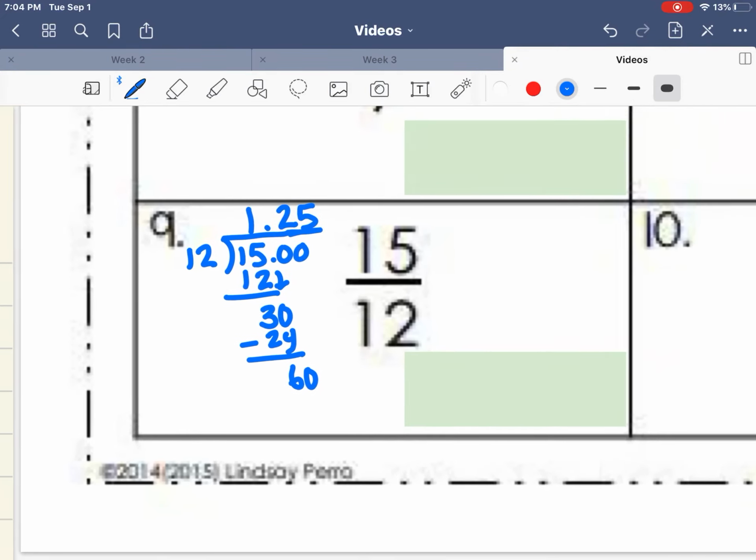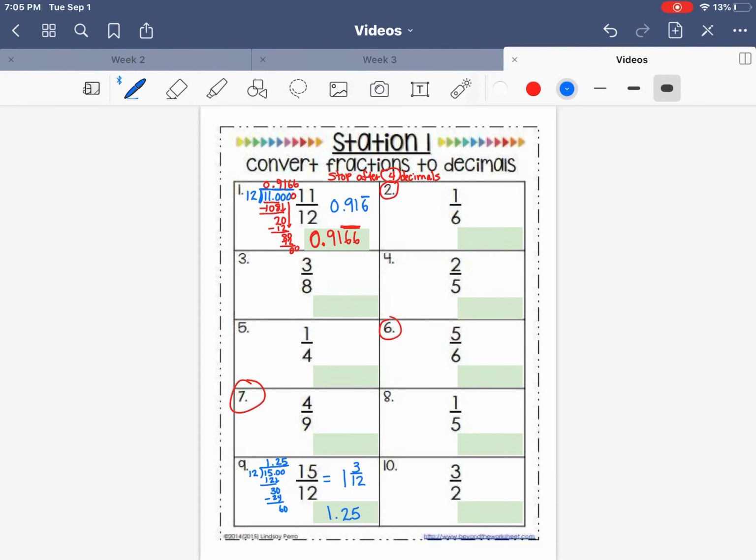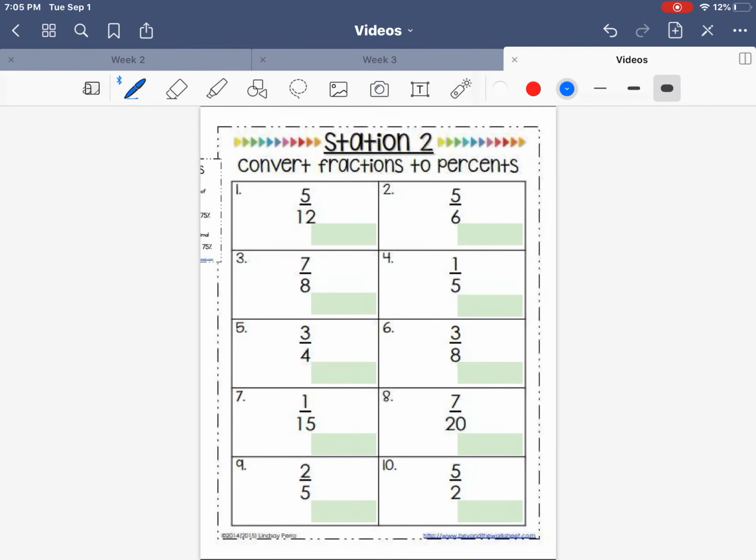The decimal for 15/12 is one whole and 25 hundredths. And one other way you could do that is to simplify this. 12 will go into 15 one time with 3 twelfths left over, and 3 twelfths equals 1/4, and that equals 25 hundredths. So there's a little help for station 1. Remember to type your answers in the green box. And I will look at station 2 with you also very quickly.